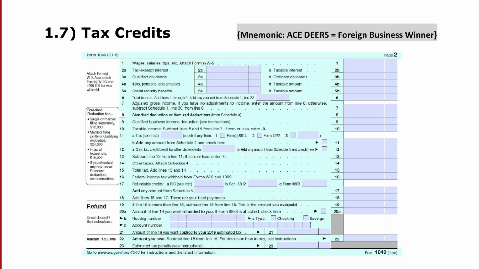Let's look at line number 12 of Form 1040. Line 12A: highlight child tax credit or credit for other dependents. And 12B is add any amount from Schedule 3, so put a box around Schedule 3. On the right, draw an arrow pointing towards line 12 and write tax credits non-refundable.